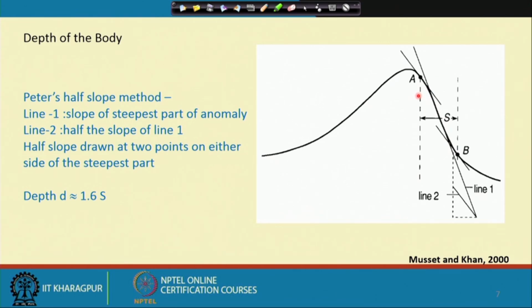And there is a very simple calculation scheme of giving the depth at which the body could be there. Depth D is equal to 1.6 of S, the S being the distance between these two lines, which are drawn from the half slope points at point A and point B.